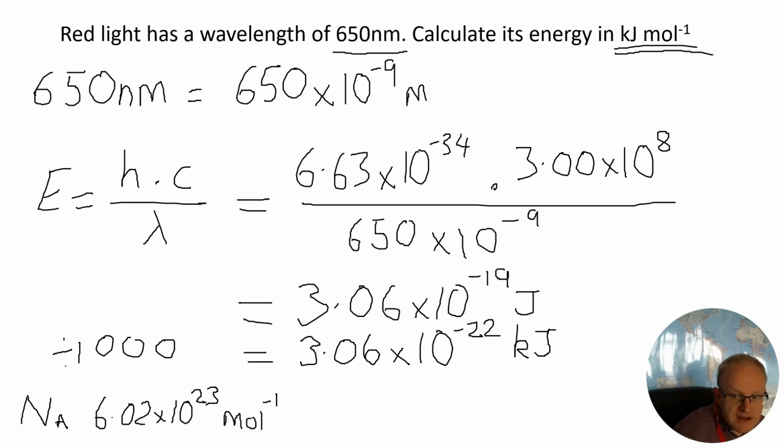Well, if you look at the units, this is kilojoules, and this is moles to the minus 1. So if you multiply them together, your units will come out in kilojoules per mole, which is what we need it to be. So you take this 3.06 times 10 to the minus 22, you times it by Avogadro's number, and that'll give you your answer in kilojoules per mole. And I get that to be, to 3 significant figures, 184 kilojoules per mole.